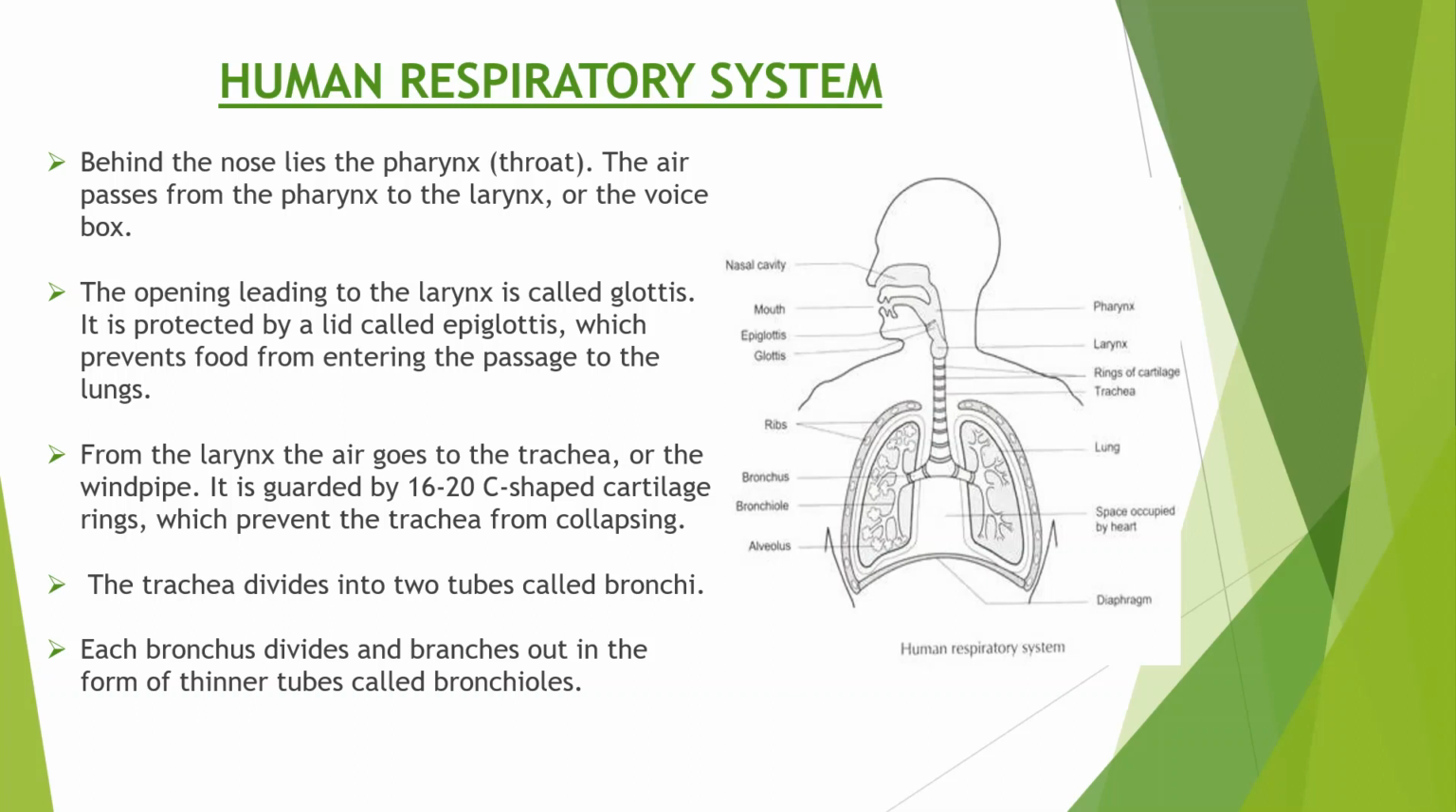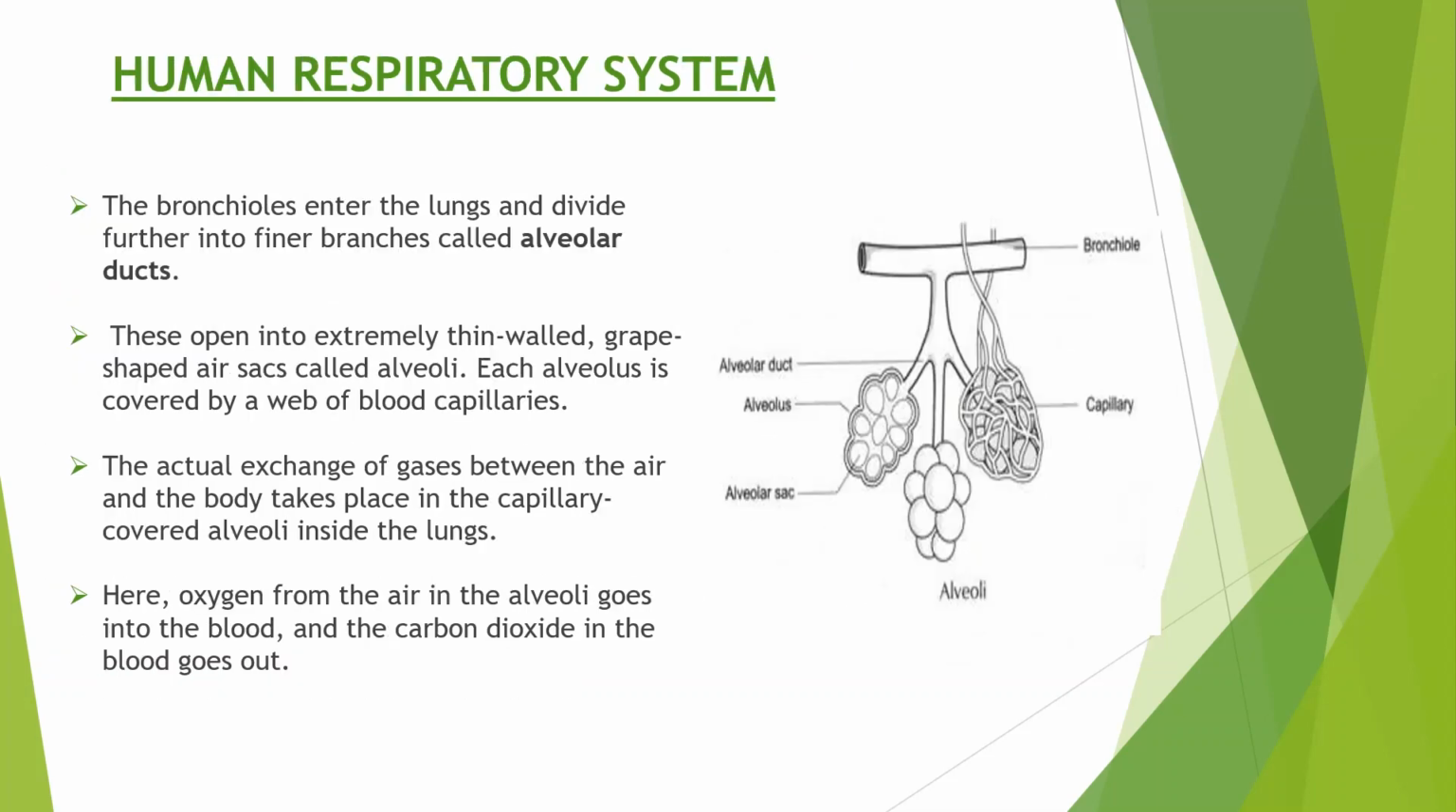The trachea divides into two tubes known as the bronchi. Each bronchus divides and branches out in the form of narrow tubes called bronchioles. The bronchioles enter the lungs and divide further into fine branches called alveolar ducts. These open into extremely thin-walled, grape-shaped air sacs known as the alveoli. Each alveolus is covered by a web of blood capillaries.